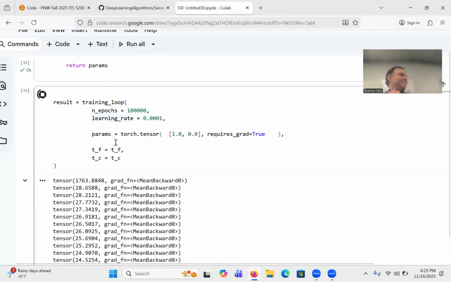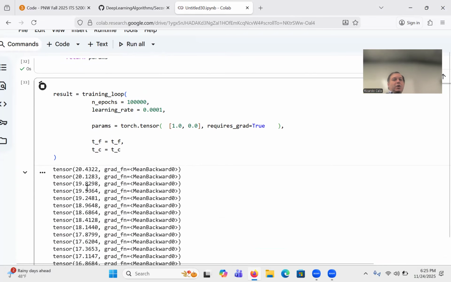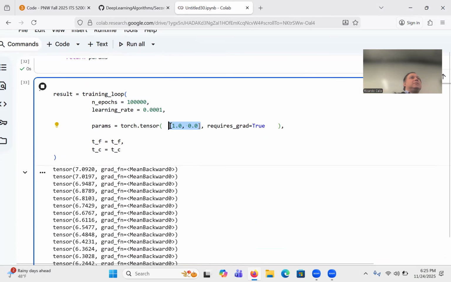And there we go. It's now training. The loss function has gone down from 1763 to 25. You can see it's going down. So essentially, it is updating. We know that our loss values need to go down, and we know that these are the parameters, our W and our B. Do you guys understand how this works?